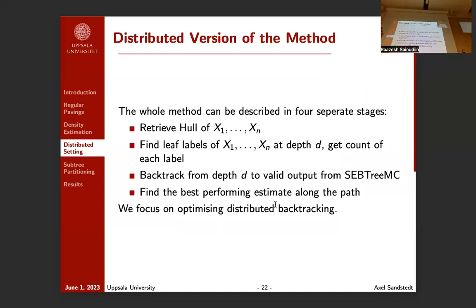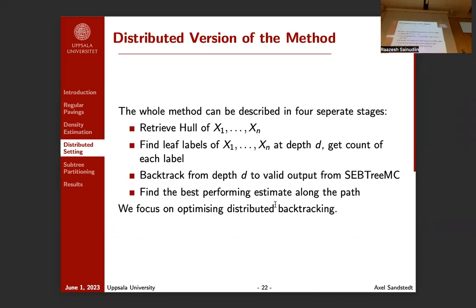So now the algorithm for the whole estimation process can be categorized as these 4 stages. We find the box hull of all the points. Then we know we have a box which contains all the points. Then for each point, we find the box it is in at depth D, and we choose that to be very high, perhaps such that every cell at that depth only contains 0 or 1 points. We then backtrack from this super refined partition up to a valid output from our Markov chain, so we know that it will be on this asymptotically consistent path. And then we can find the minimum distance estimate.